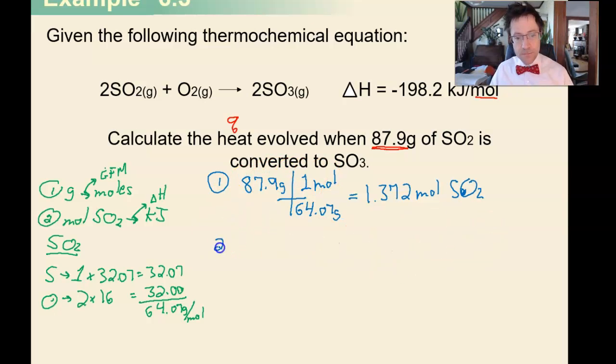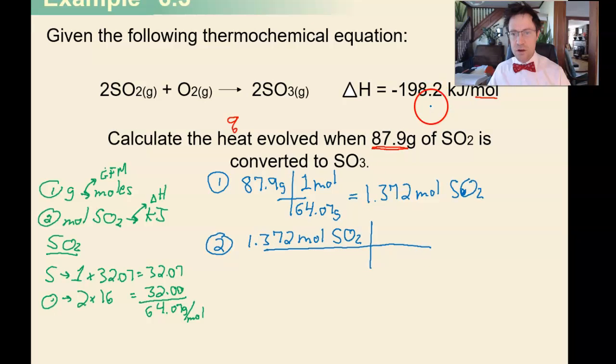All right, so for step 2, I guess, like I said, there are different ways of doing this in order of operations, but this is just where my brain goes because I love using lines of pain. So if I have 1.372 moles, yeah, right, lines of pain, and it says right up here, 198.2 kilojoules per mole. And according to my, oh wait, oh no, that's going to be for 2 SO2s.